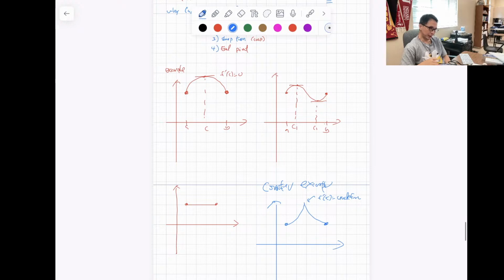So all first three cases apply. The last one doesn't apply because it's not differentiable. It can be not continuous too. You've got to think about all those counterexamples on your homework.